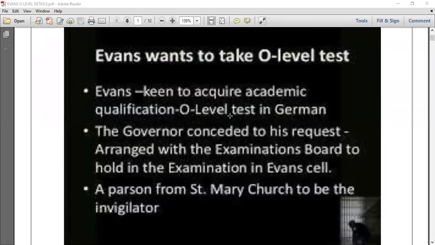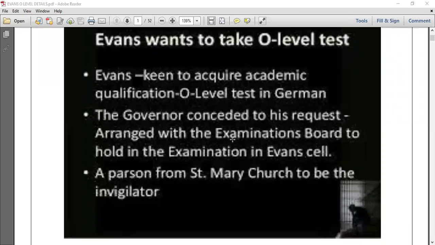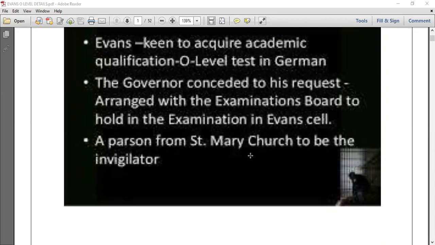He is keen to acquire an academic qualification, an O-level test in German. The governor conceded. The governor accepted his request and arranged with the examination board to hold the examination in one sitting. Something is going to take place.